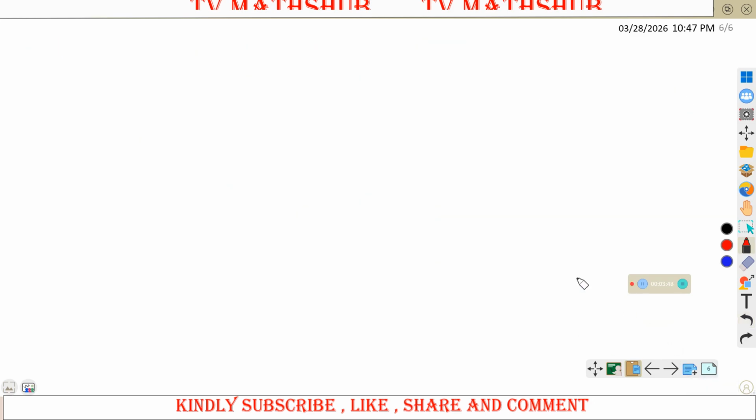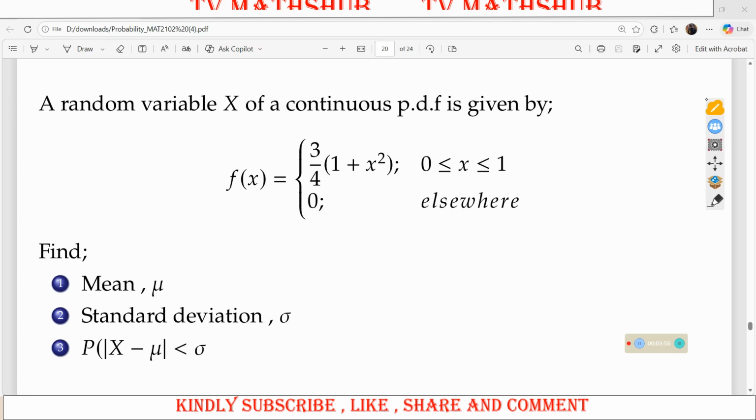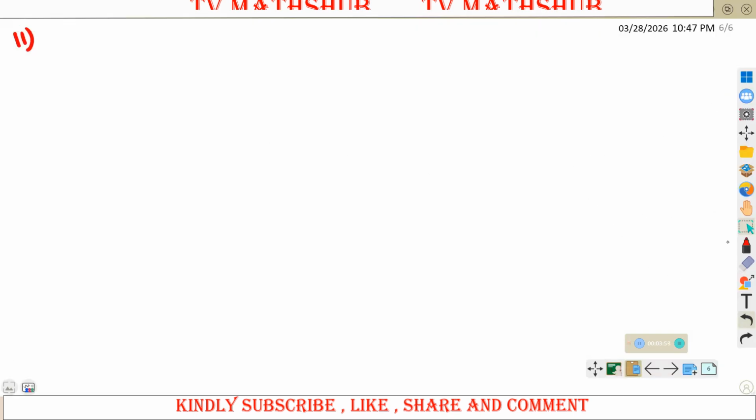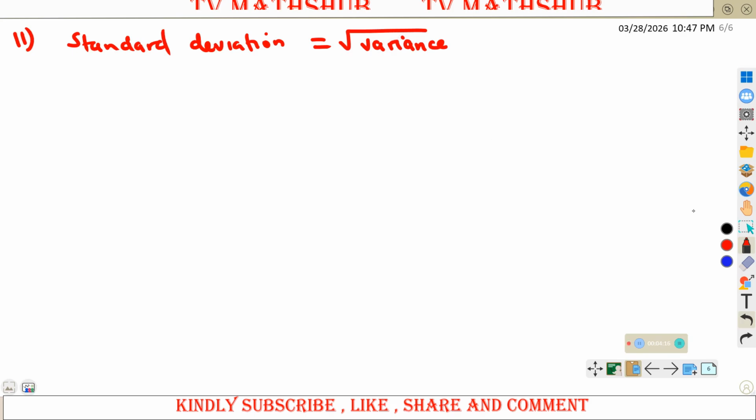So we need to get the variance in part 2. In part 2, we need to get the standard deviation. But as I said, standard deviation comes from variance, because by definition standard deviation is the same as the square root of variance. Which means we need to get variance first. So let us now look for variance.